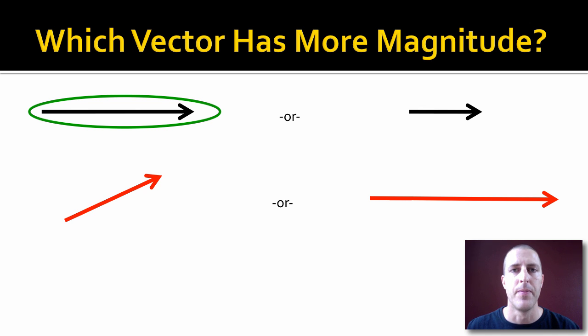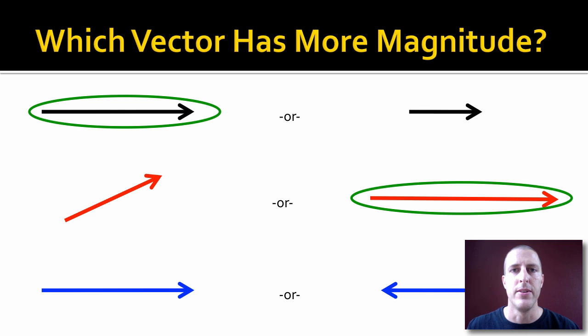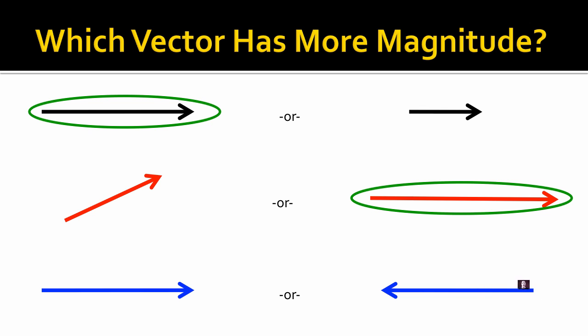So what about these two? Well, the one on the right is clearly longer, so it has more magnitude. And these two, a little bit harder, but they're the same length. They're pointing different directions, but they're the same length, so that means they have the same magnitude.